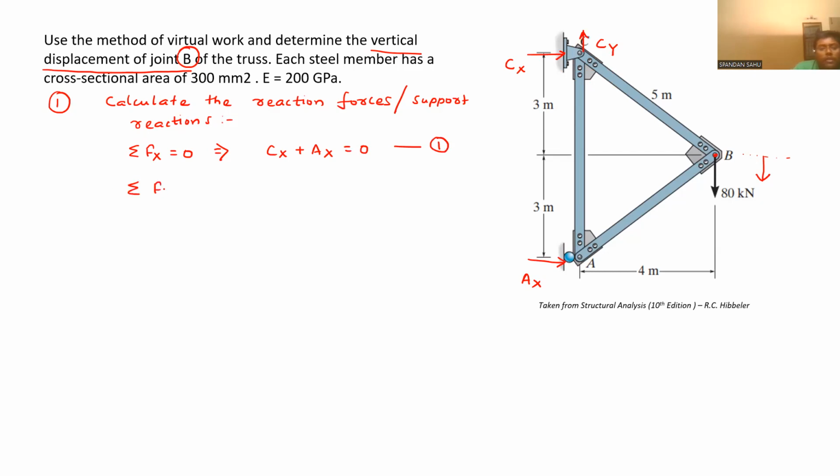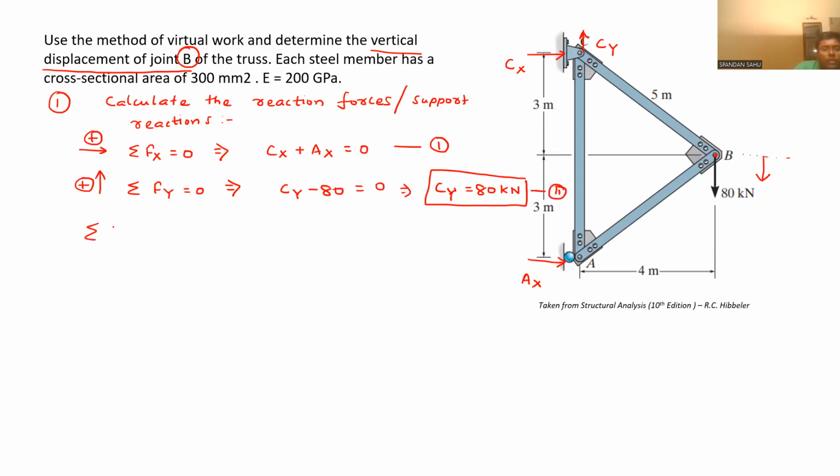When we are doing summation of Fy equal to 0, we will get Cy minus 80, and along upward direction I am taking this to be positive, equal to 0. So from here we can get Cy equal to 80 kilonewton. Let this be equation 2.